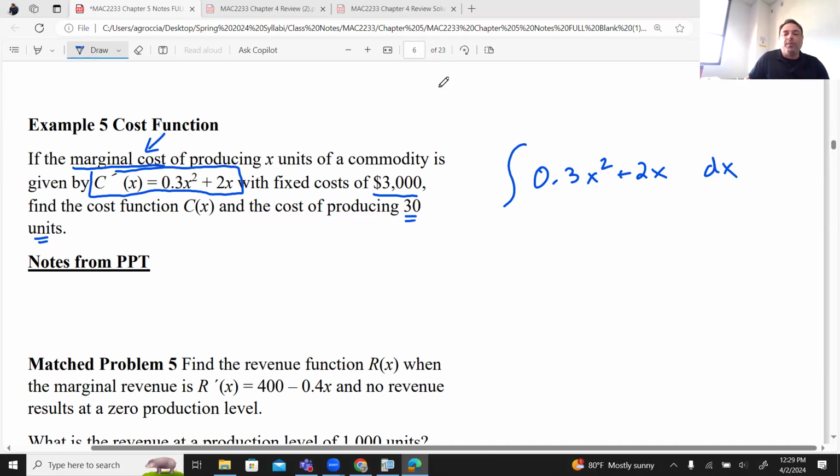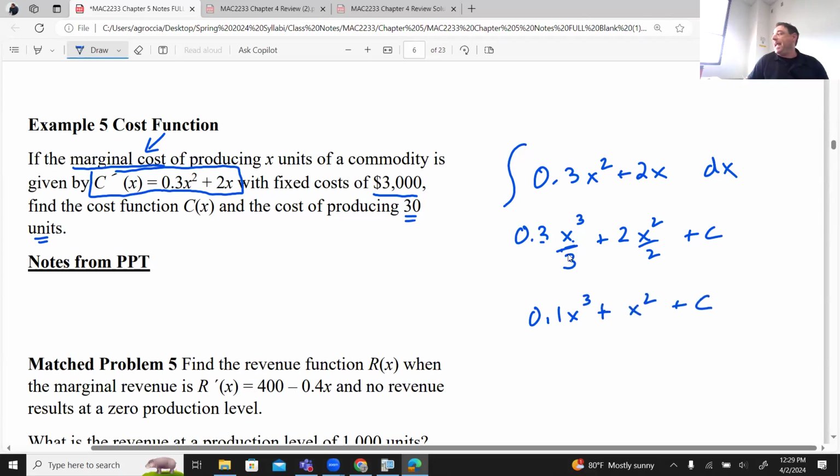Okay, so we take the integral, the 0.3 stays in front. This will be x cubed over 3, plus the 2 stays in front, x squared over 2. Don't forget your plus C. Then 0.3 divided by 3 is 0.1 x cubed plus x squared plus C. And is that your marginal cost or cost? That is your cost. Now, we have a little bit of a problem.